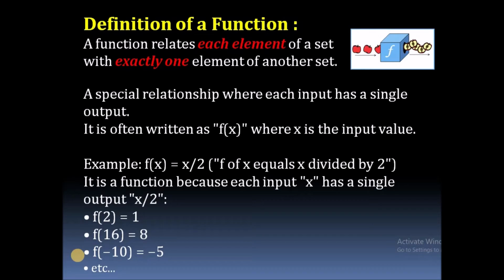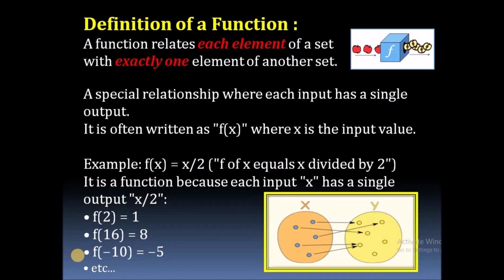Let us take one example where f(x) equals x divided by 2. It is a function because each input x has a single output, x by 2. If we take x equals 2, then we put 2 in place of x in the given function. So f(2) would be 2 by 2, which is equal to 1. Similarly, f(16) would be 16 by 2, which is equal to 8, and f(-10) equals -10 by 2, which is equal to -5.